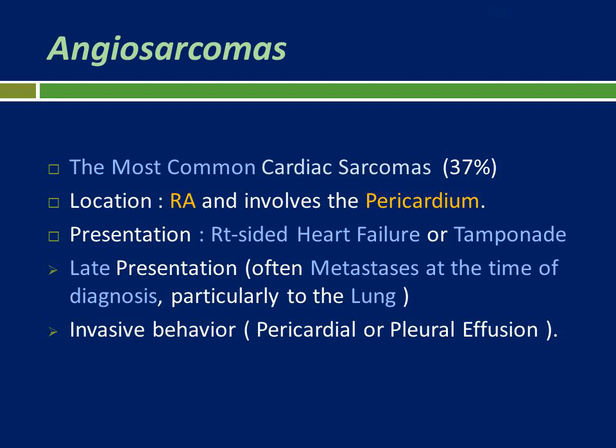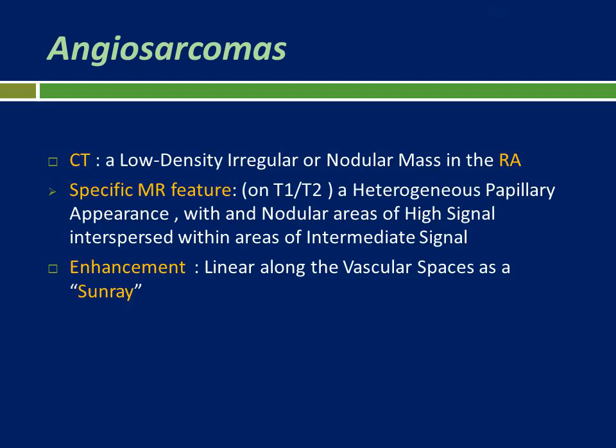Location, RA, and involves the pericardium. Presentation, right-sided heart failure or tamponade. Late presentation, often metastases at the time of diagnosis, particularly to the lung. Invasive behavior, pericardial or pleural effusion. Angiosarcomas on CT, a low-density irregular or nodular mass in the RA. Specific MR feature on T1/T2, a heterogeneous papillary appearance, with nodular areas of high signal interspersed within areas of intermediate signal. Enhancement, linear along the vascular spaces as a sunray.